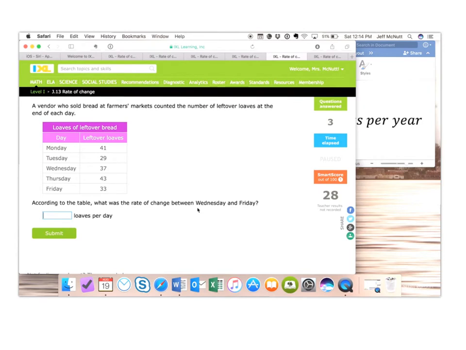All right, next problem. A vendor who sold bread at farmers markets counted the number of leftover loaves at the end of each day. Question: according to the table, what was the rate of change between Wednesday and Friday? So this time we're going to look at Wednesday's numbers and Friday's numbers. Notice again, this has gone down. 37 to 33 is a drop. So when we write this, we're still going to write Friday's number first, even though the Wednesday number is bigger.